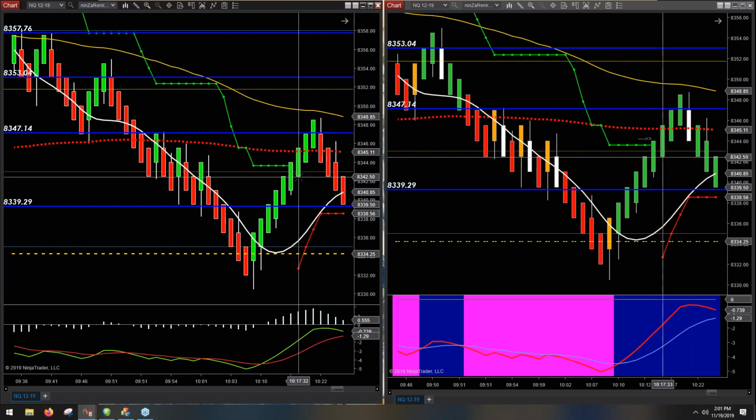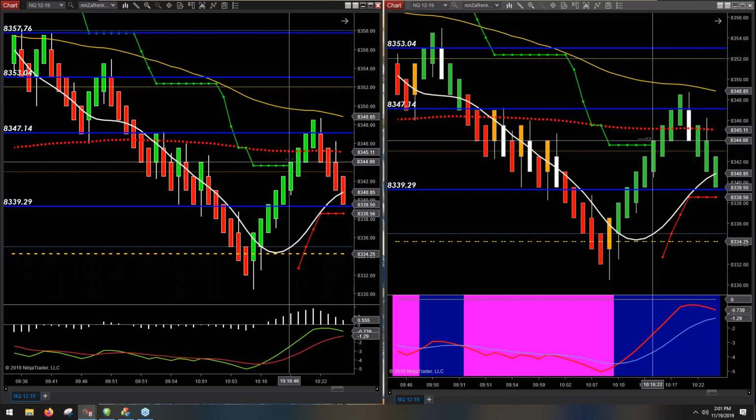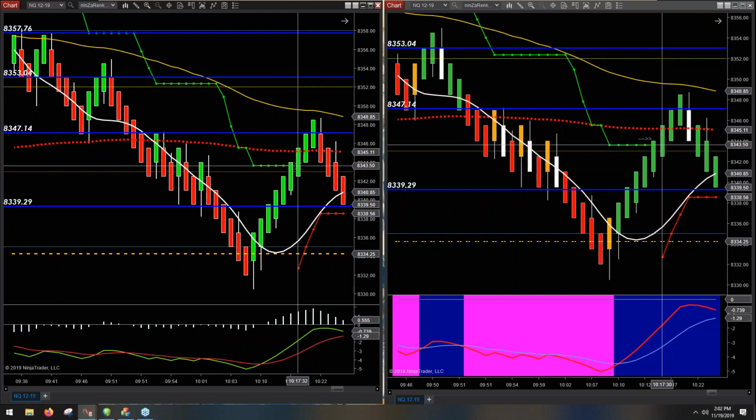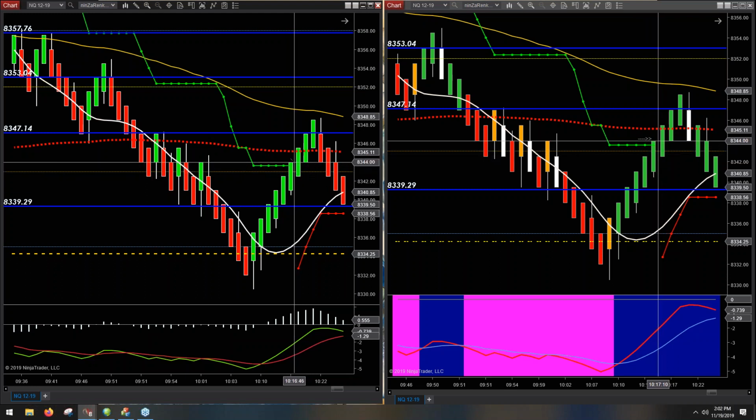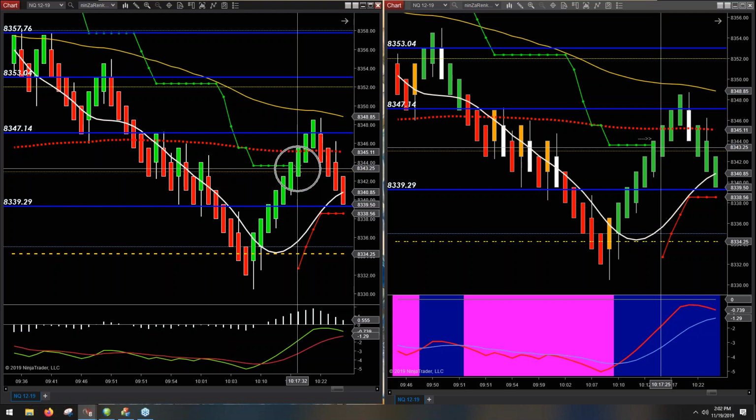So you can see this next bar here actually traded all the way down to 42.50. So if you didn't want to get in at 44.25, you could have gotten in anywhere from 42.50 up to 44.25 on this second bar. So that is totally up to you.